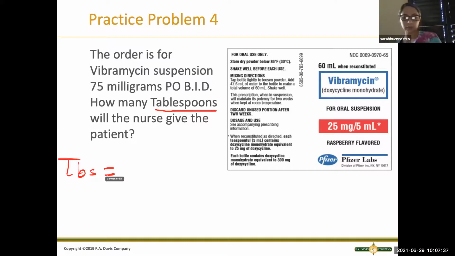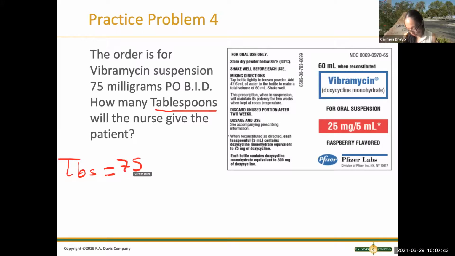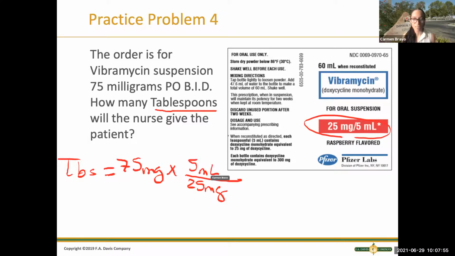15, very good. Okay, so we're looking for tablespoons. My order says 75 milligrams. My dosage strength is here. So it's 25 milligrams and then 5 mLs. I always say also mLs always go on top unless it's drops, but mLs would always start on top. So that's my dosage strength.